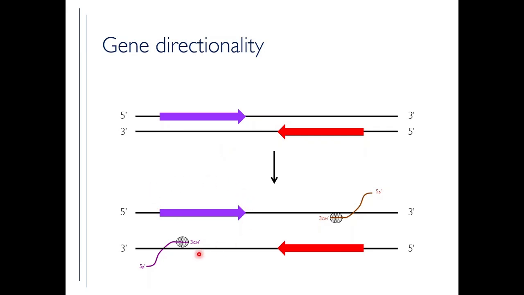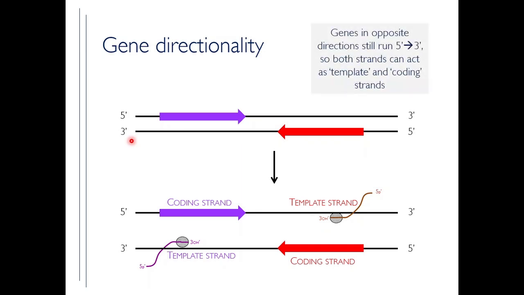So if we look at the left-hand gene here, the purple gene, the coding strand is where the gene is, here, and the template strand is at the bottom. But if we look at this gene here, then the coding strand is the bottom strand, in this case the 3' to 5' strand, and the template strand is the one at the top, the 5' to 3' strand. So hopefully that's illustrated here. Essentially, and this is the important bit, both strands can act as the template strand and the coding strand, depending on which gene we're looking at and which direction it's facing in.